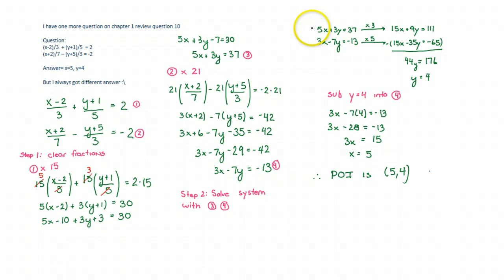So up here I've done that. I've taken equation 3 and multiplied it by 3, taken equation 4 and multiplied it by 5 to get a common coefficient on the x. I've subtracted them, and when I work that through, I get a y of 4.